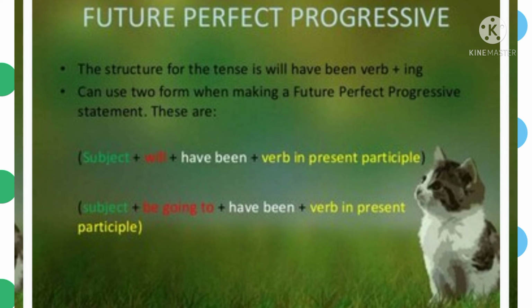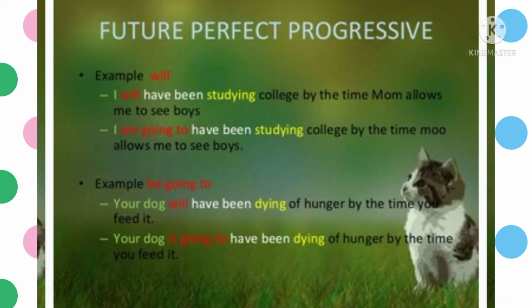Its structure is subject plus will or shall plus have been plus verb plus ing form or verb in present participle, or subject plus going to, be plus going to. Okay, is going to, are going to, etc. plus have been plus verb in the present participle or ing form. Examples. I will have been studying college by the time mom allows me to see boys. Okay. Next example. I am going to have been studying college by the time mom allows me to see boys.